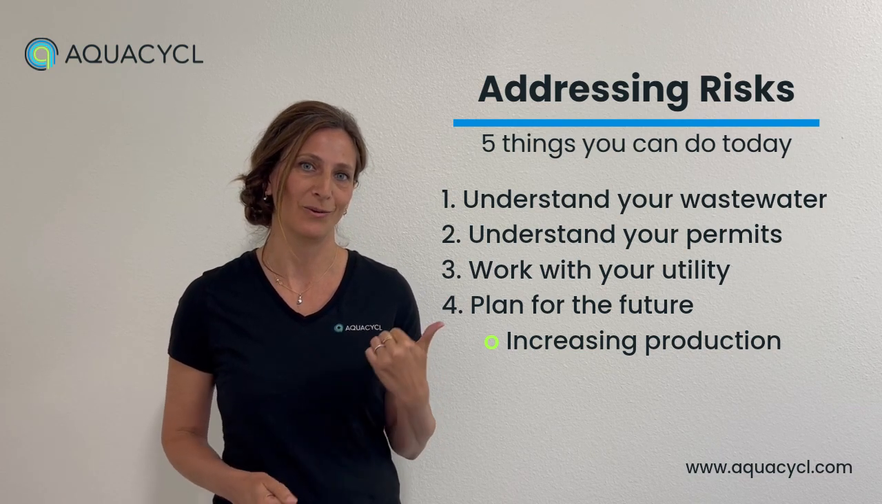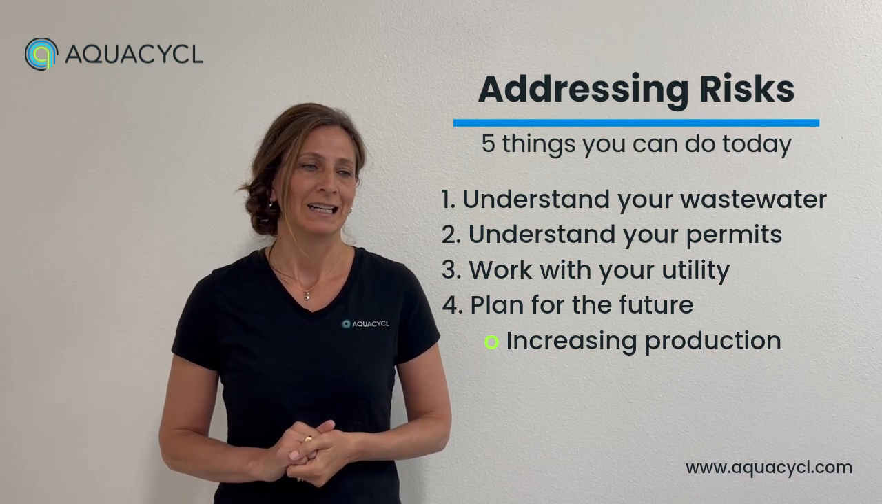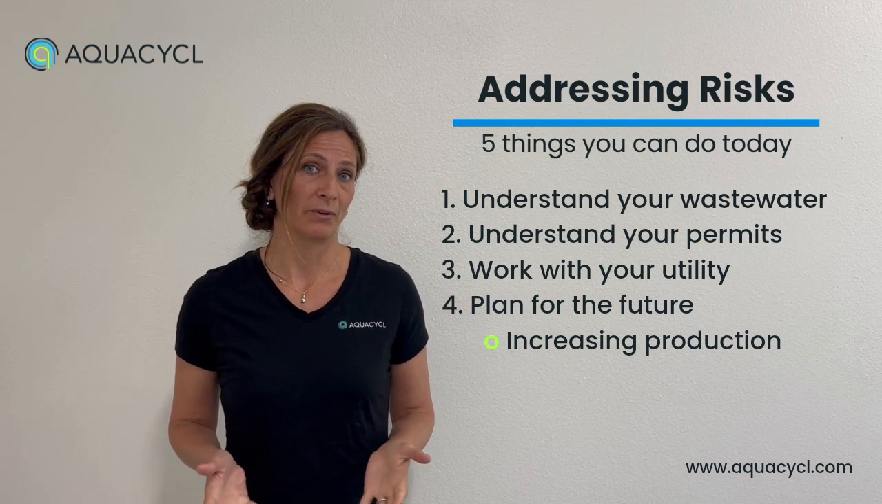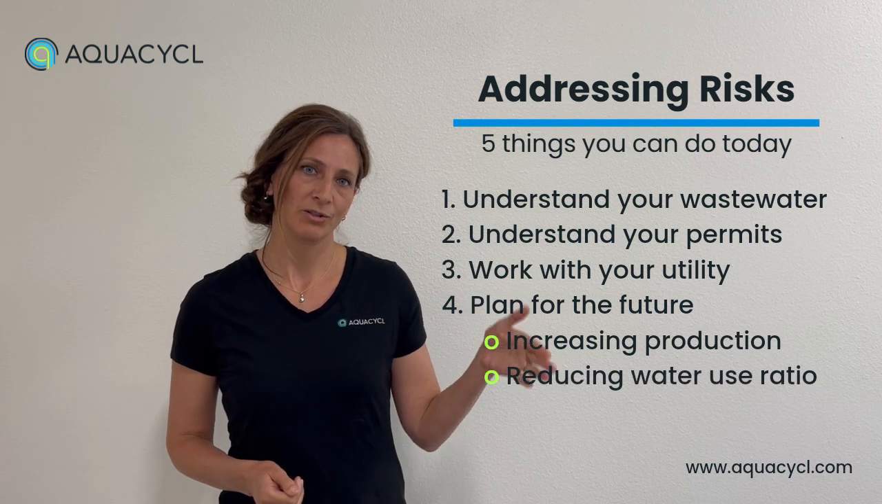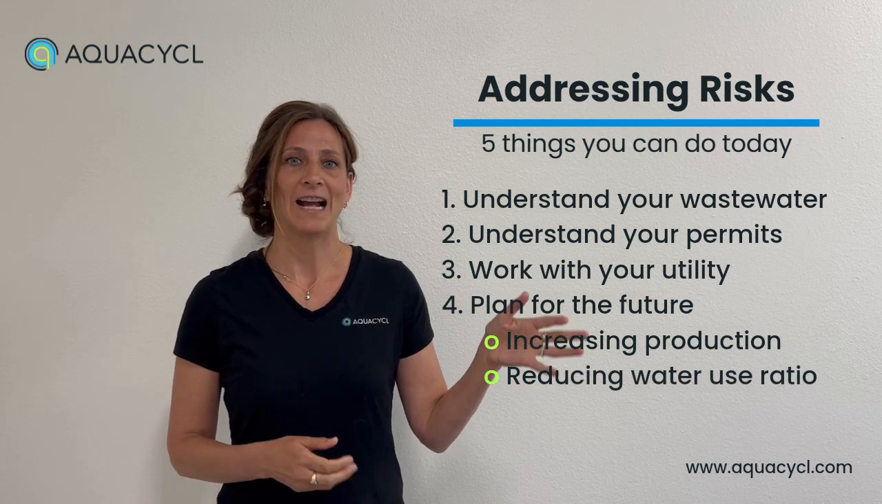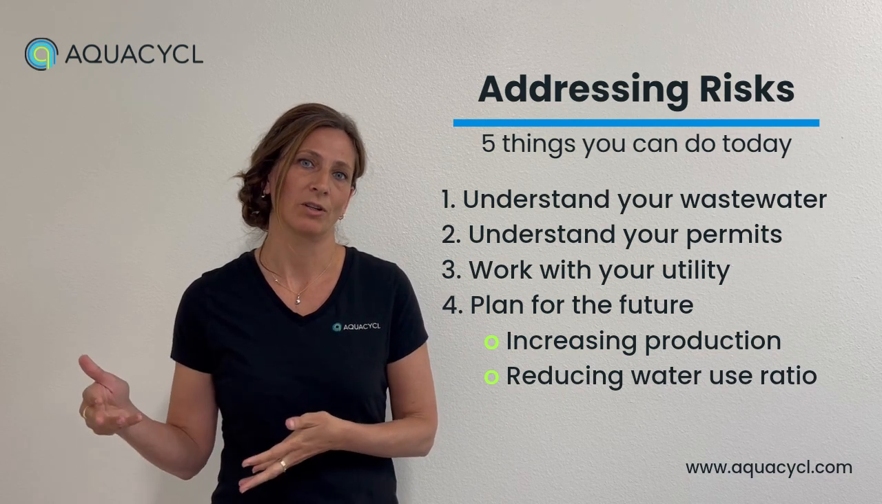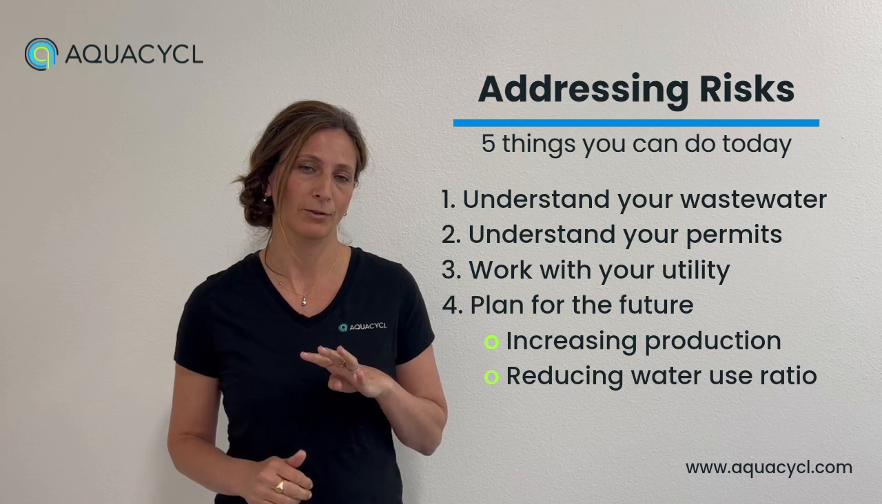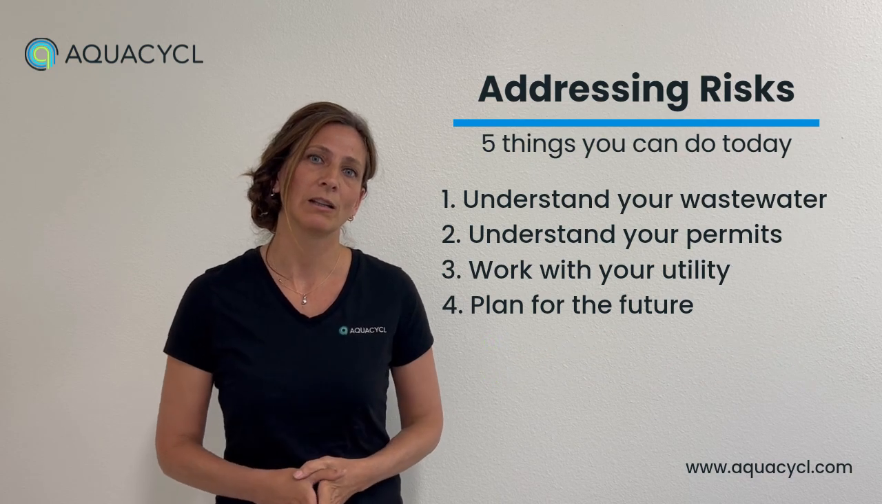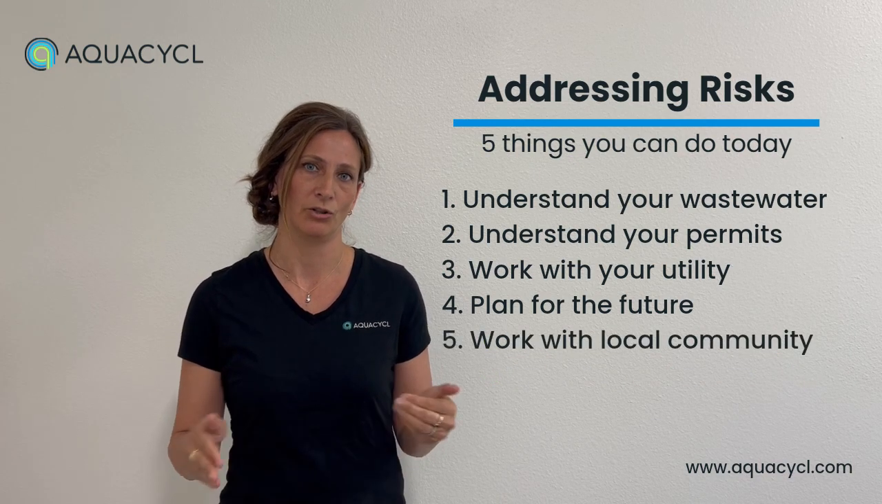It could also show up in ways like if you have corporate goals to reduce your water use intensity, and by reducing your water use ratio, you actually end up generating more concentrated wastewater, which can be problematic. So that's number 4. And number 5 would be working closely with the local community within which you operate.